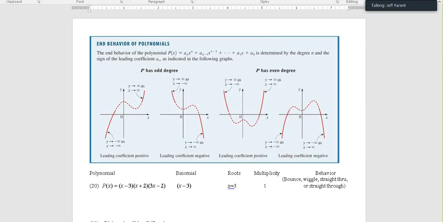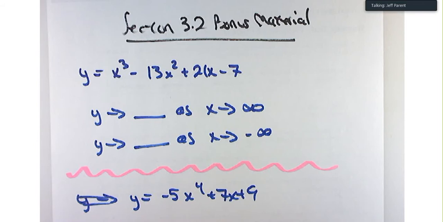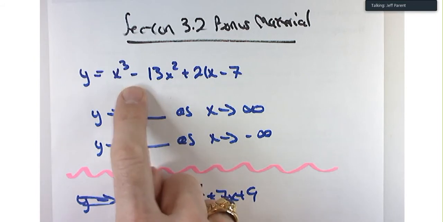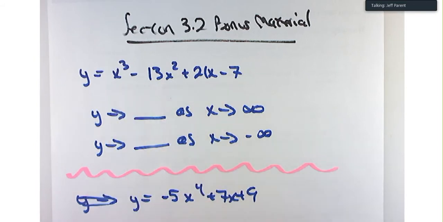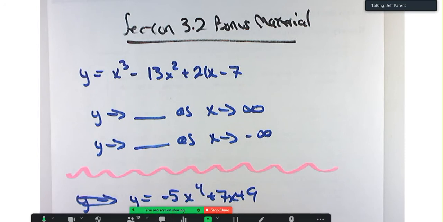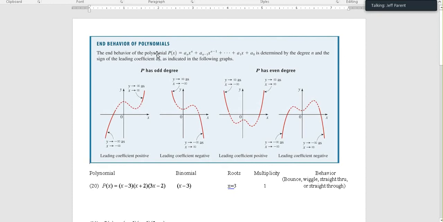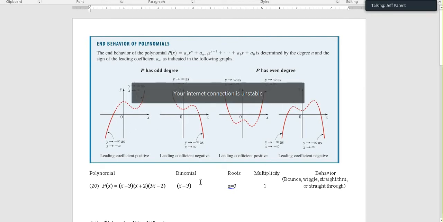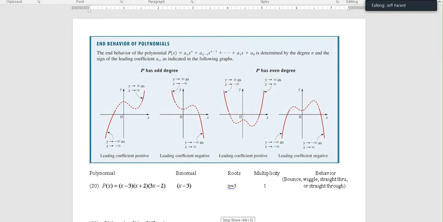And with that in mind, let's take a look at our first example, which is this one. x cubed plus or minus 13x squared plus 21x minus 7. So you want to classify this into one of the 4 types of behavior here. We'll call them 1, 2, 3, and 4, left to right. Which one do you think this is going to fall into? 1, 2, 3, or 4? 1. Yeah, the first one, because it has an odd degree and a positive leading coefficient.